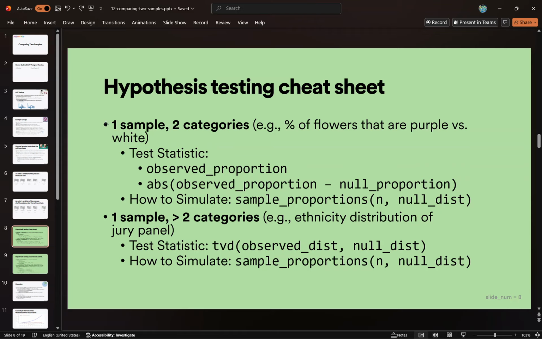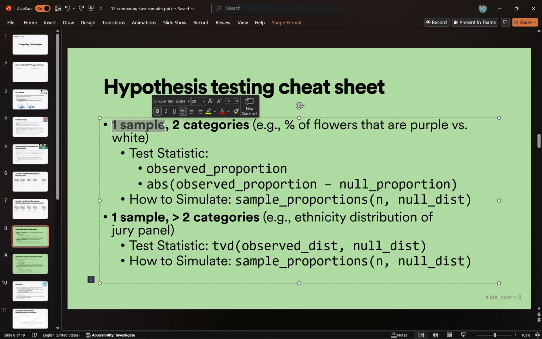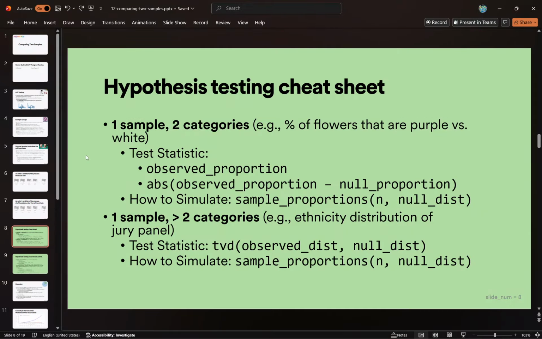So let's think about all the things that we've seen. One of the first ones from last chapter, we just took one sample of a bunch of things, and there were 2 different categories in that sample. So we had flowers that were purple and flowers that were white, okay? And our question was, what was the actual proportion that we saw?